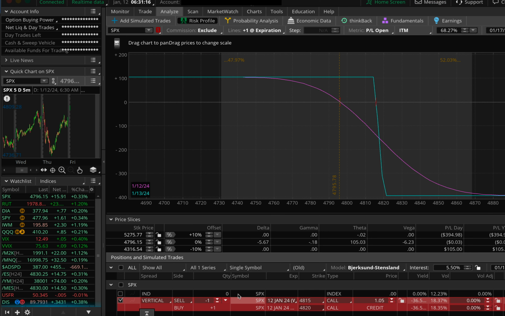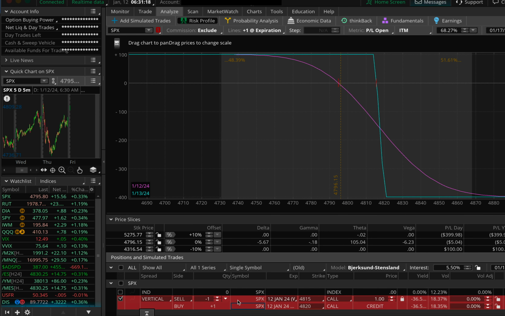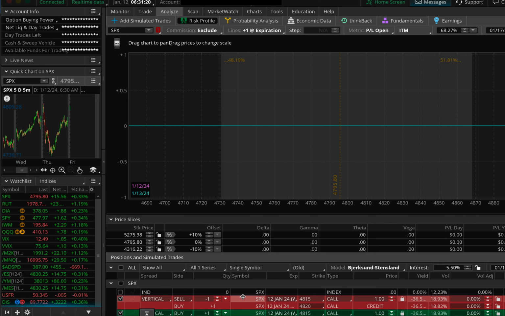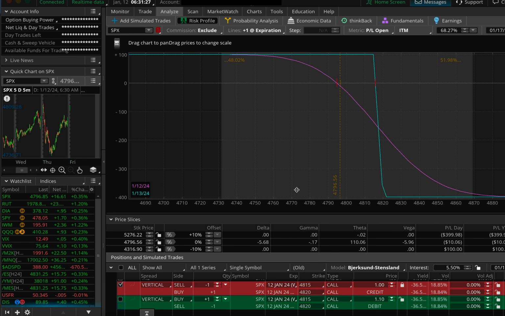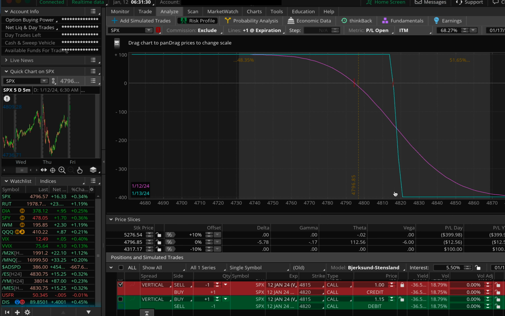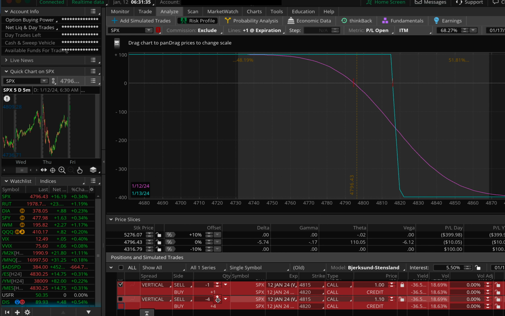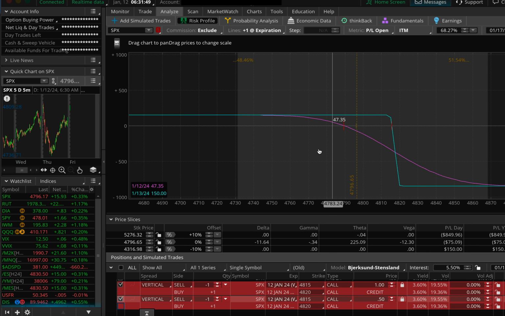So let's head on over here and we'll lock that in. I'll go ahead and set my exit order right away. We're gonna get going for $50 on this. And we're gonna buy this back at 50. Whoop. What am I doing? So we'll buy that back at 50.